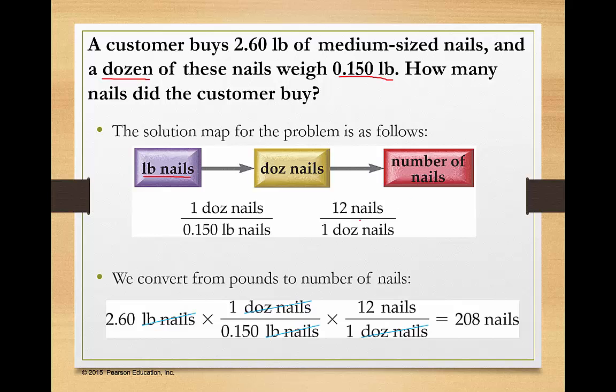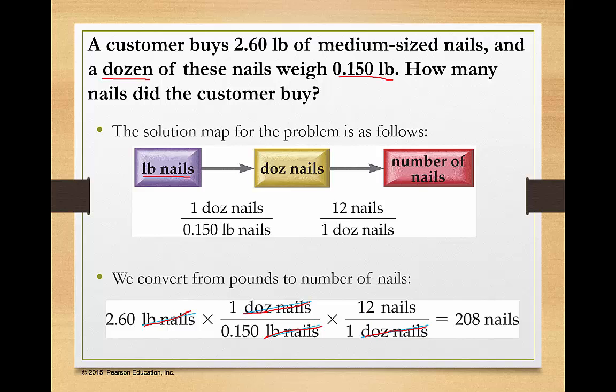All right, so how do I do that? I start with the 2.60 pounds of nails, multiply that by the 1 dozen nails per 0.15 pounds, and then I start out by pounds of nails canceling out. Now I know how many dozens of nails I have. Now I can multiply by the 12 nails in a dozen.